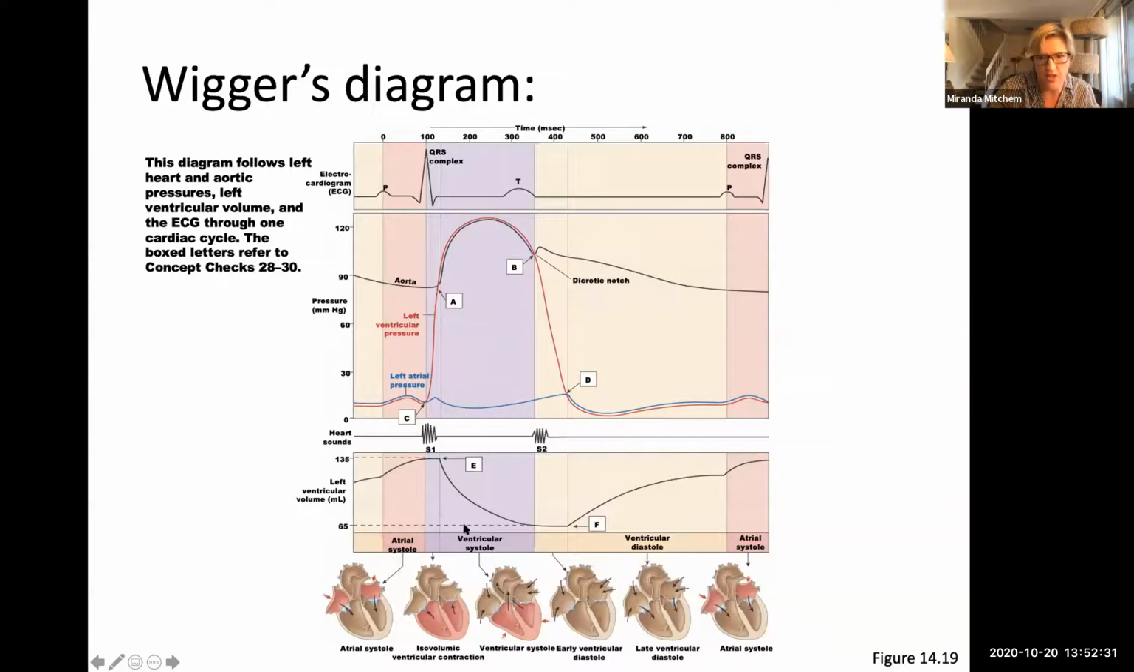There is a relationship between the pressure in the left ventricle and the volume of blood in the ventricle. The blue line is the left atrial pressure, and it's pretty constant. It's not changing too much. The black line is the aortic pressure. So what's changing most is the left ventricular pressure as we go through ventricular systole, ventricular contraction.